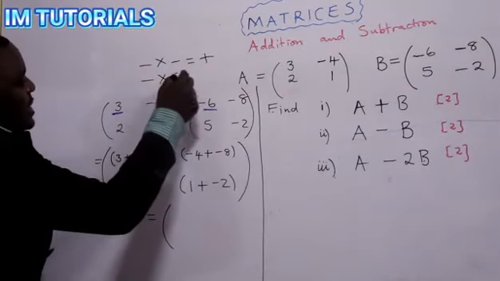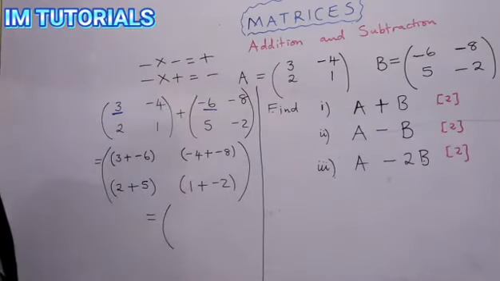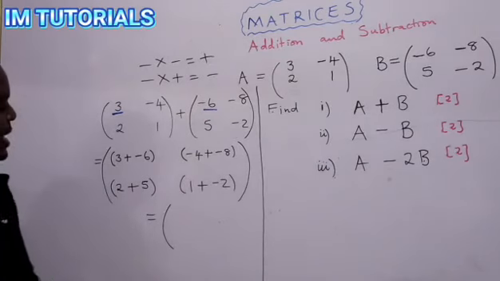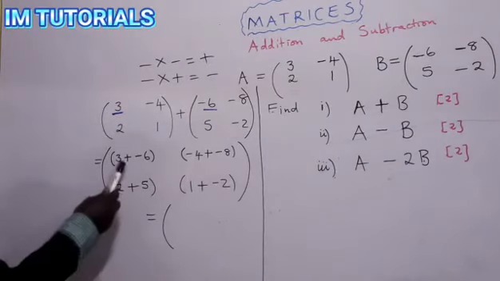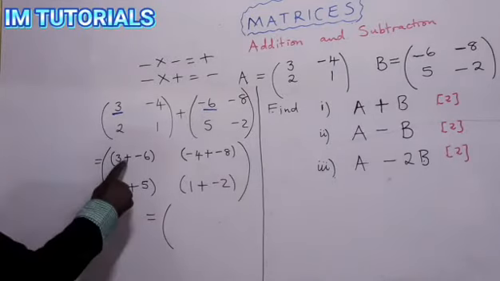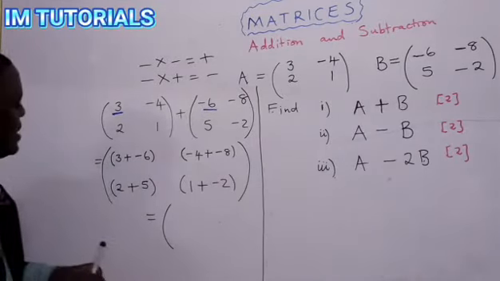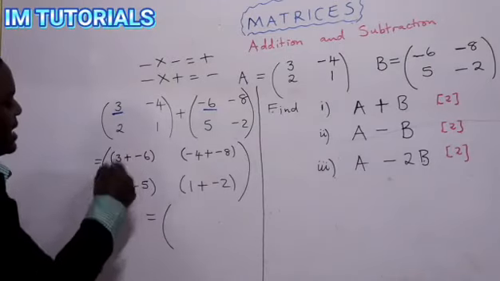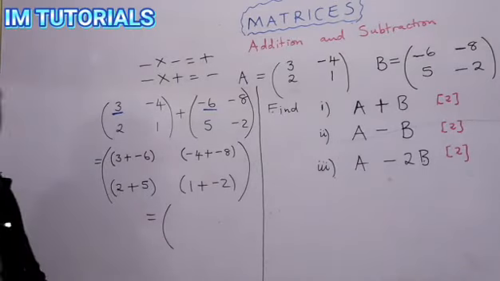Negative times positive, you get a negative result. So we are going to apply those facts so that we simplify the two sides in between. I hope you are listening. So we have plus and minus. It means that plus and minus are going to result in a minus.